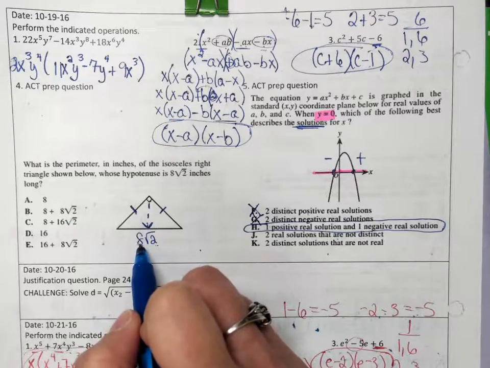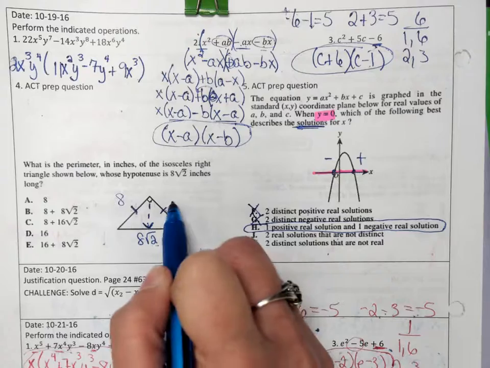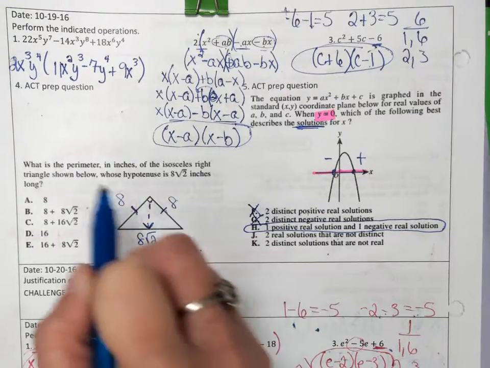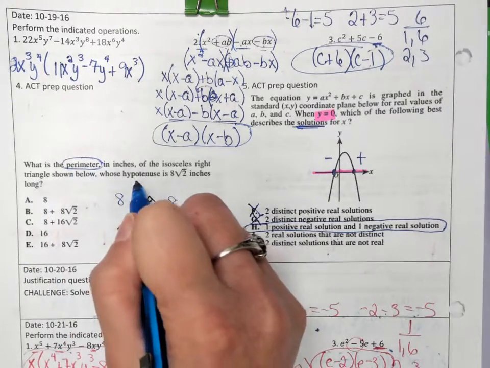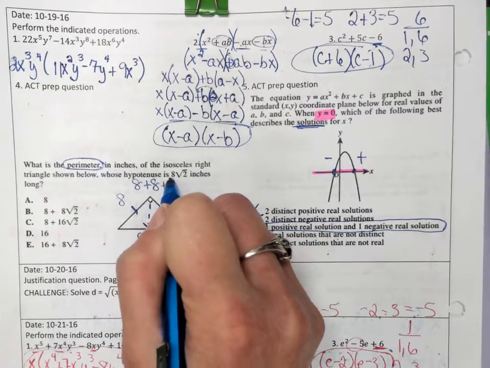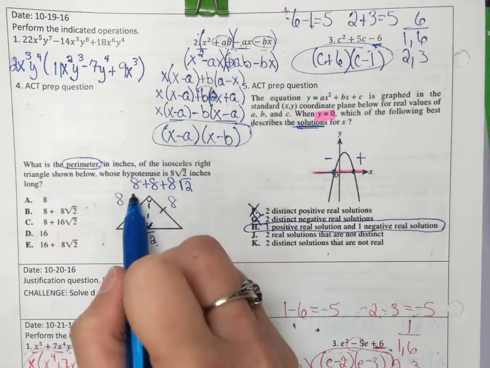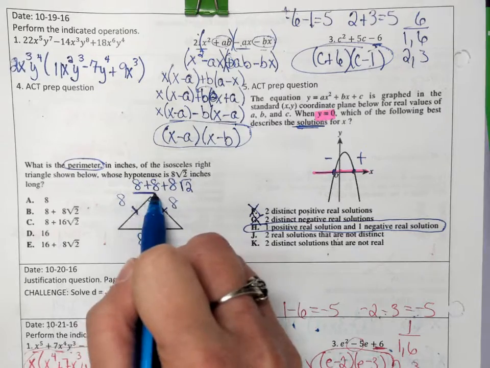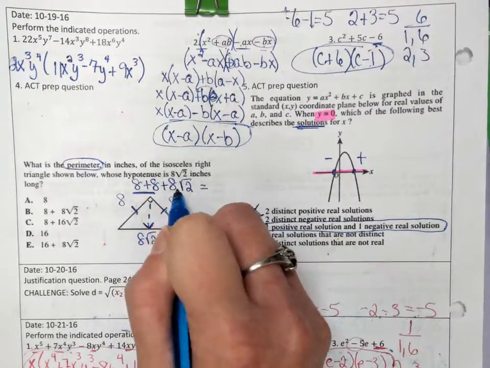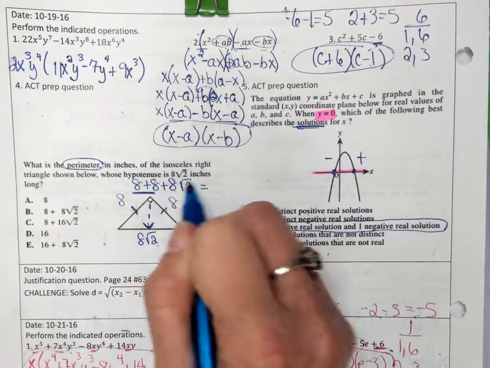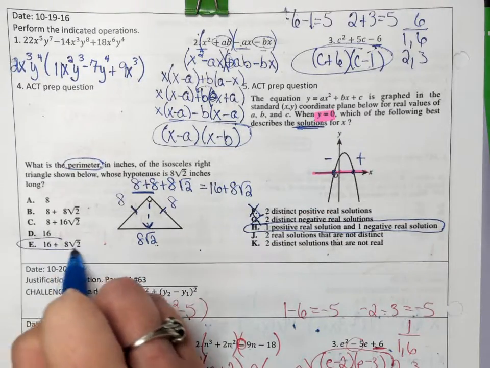Okay. So let's see. Since these are isosceles, that means these two are the same, right? So let's just call these both 8. And the perimeter means to do what? Add them all together. So let's just write this out so you can see it. So what are the only two that I can add? 8 and 8. Why can you only add those two? Because they're the same. You cannot say 24 because this has a square root attached to it. So you cannot add that 8. So it's 16 plus 8 square root of 2, which is E.